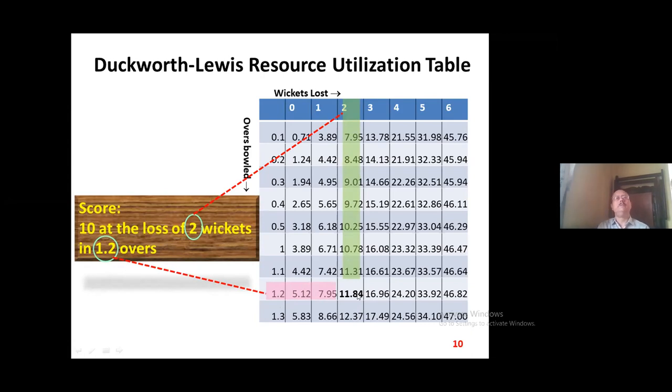So that's a simple use of Duckworth-Lewis. But of course, we see Duckworth-Lewis more in case of rain interruptions when there are adjustments required to the target scores. But this is the background template.